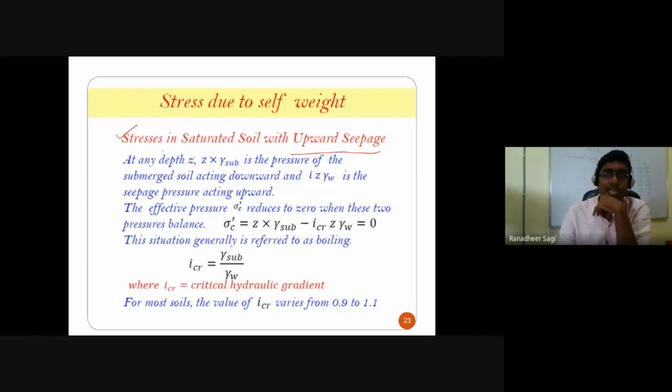So at any depth Z, Z into gamma sub (γ') indicates the submerged weight of the soil. This in turn refers to the submerged condition of the soil, so it's a pressure corresponding to the submerged soil which is acting in the downward direction. And the second term, i into Z into gamma W, refers to the seepage pressure which is acting in the upward direction on that solid particle. This is nothing but the seepage pressure.